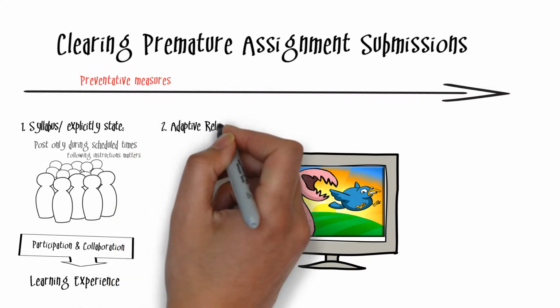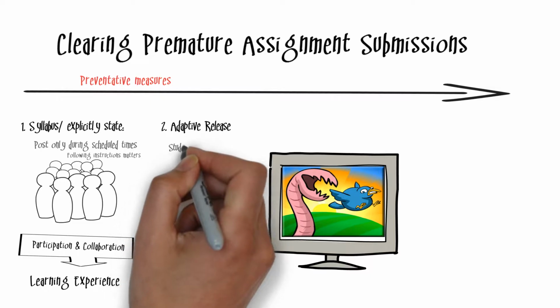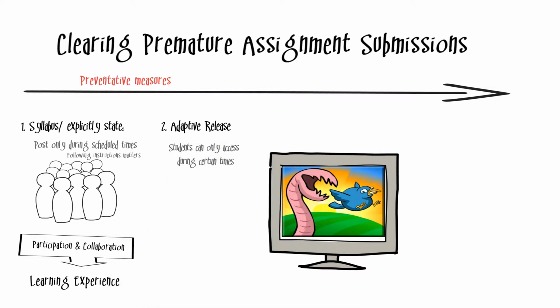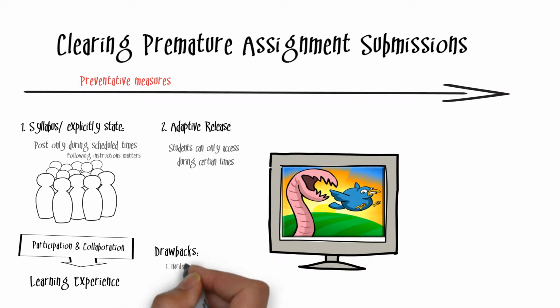Second, you can use the adaptive release. Allow students to see the content only when the class is at that point. Now, students cannot submit anything early. A drawback to this strategy is that it makes it harder for the students to prepare for the assignments.